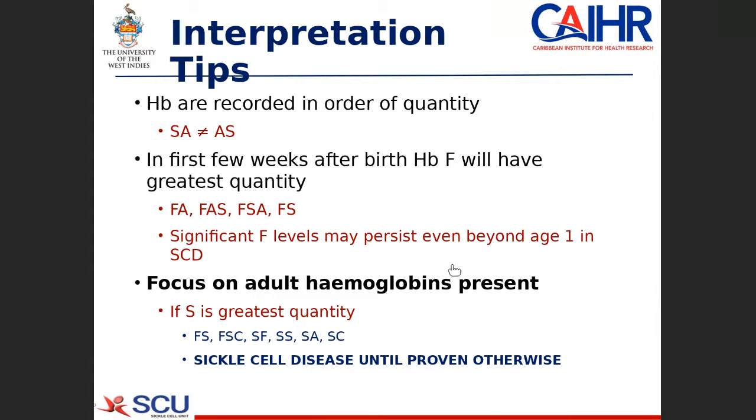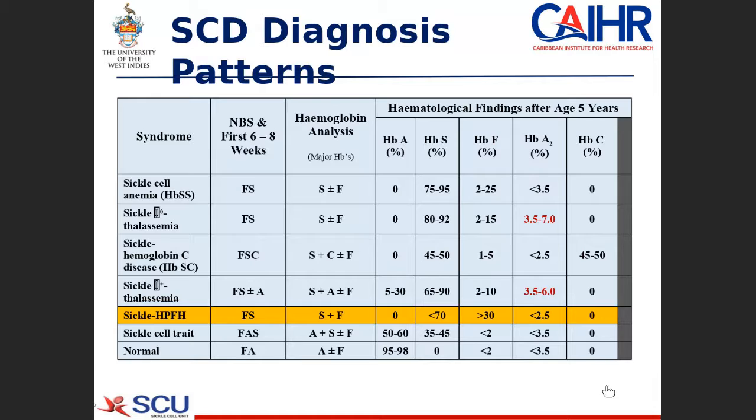So when you're looking at results, focus on your adult hemoglobin. And once your sickle hemoglobin is the predominant hemoglobin, then that person has sickle cell disease until proven otherwise.